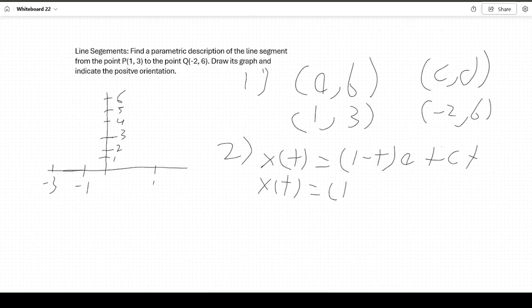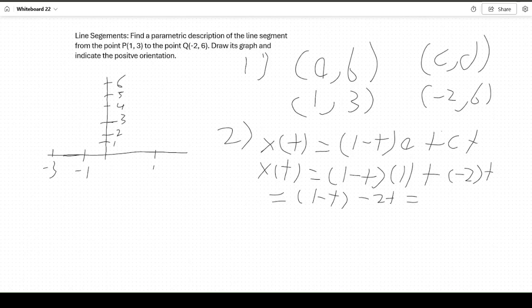So it'll be 1 minus t, we don't have a t yet, and this will be 1, and it will be plus c, that will be -2t, and this will be equal to 1 minus t minus 2t. So this will be equal to 1 minus 3t.